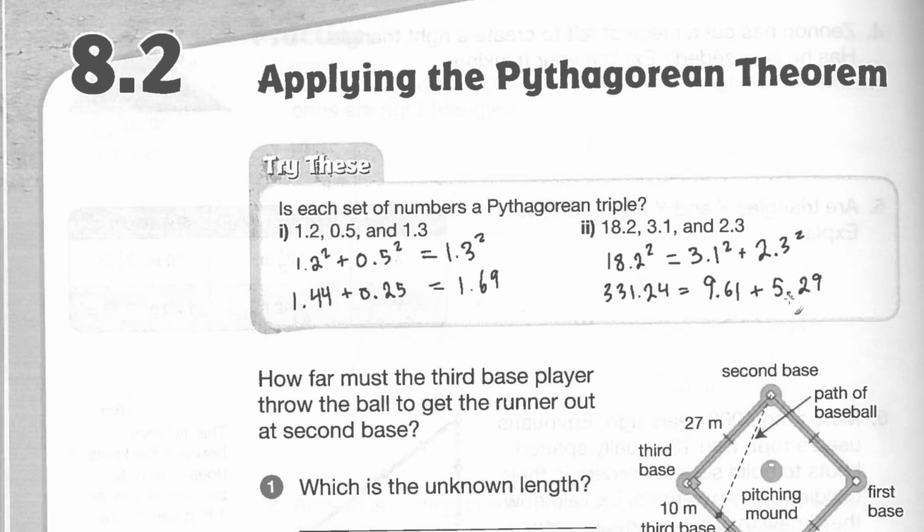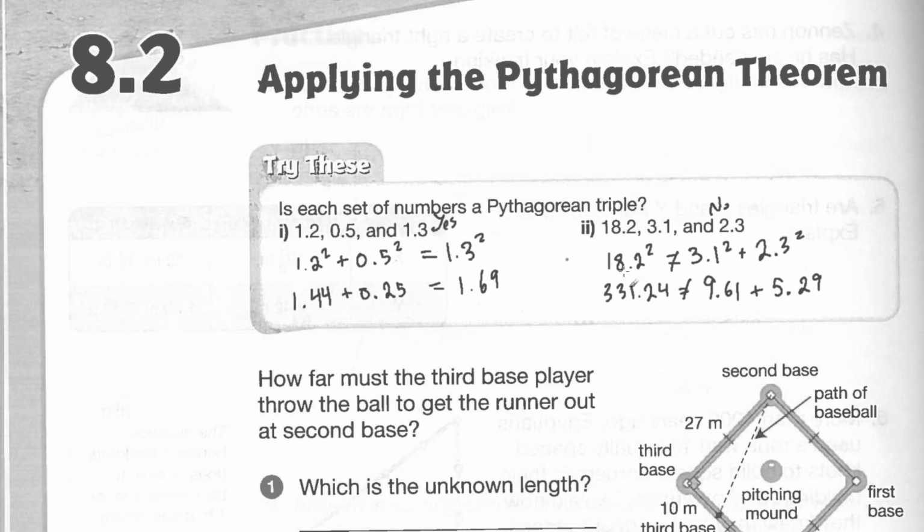Now, you might not be able to add 9.61 and 5.29 quickly in your head, but you can be sure that it's not equal to 331. So this is not. So no, yes. And that's it for this.